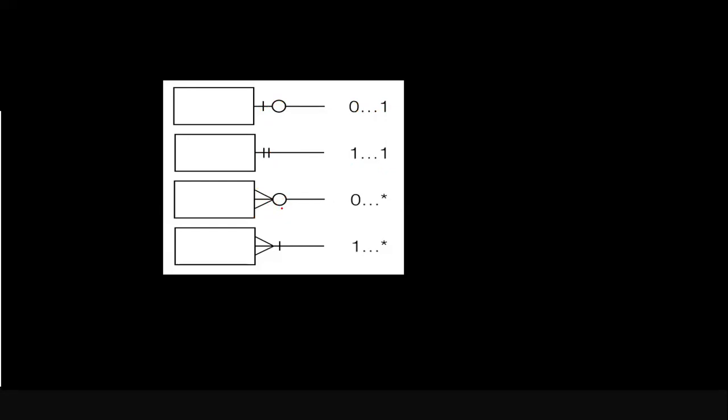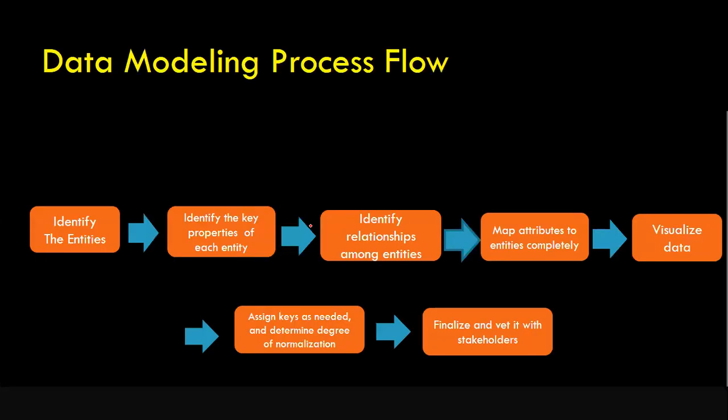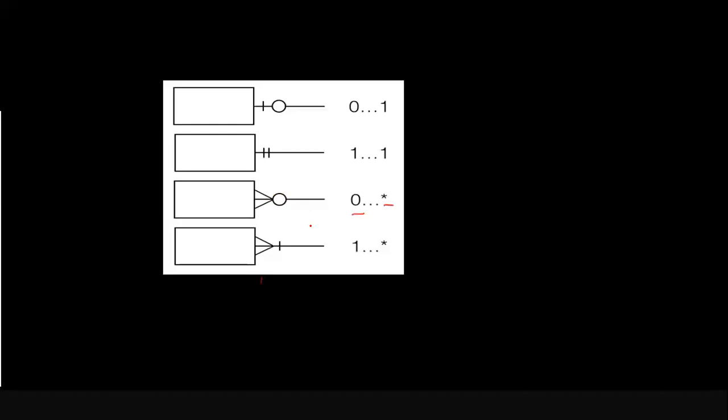A customer would have placed 0 or many orders. Star is many, 0 is nothing, and this is the crow foot, followed by the crow foot. If you see 0, it means 0 to many, followed by the crow foot. If you see a 1 to many relationship, that is what the notation says. Once you get that, you will get to know that.